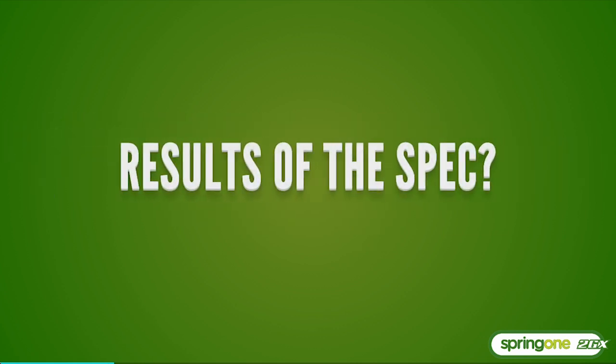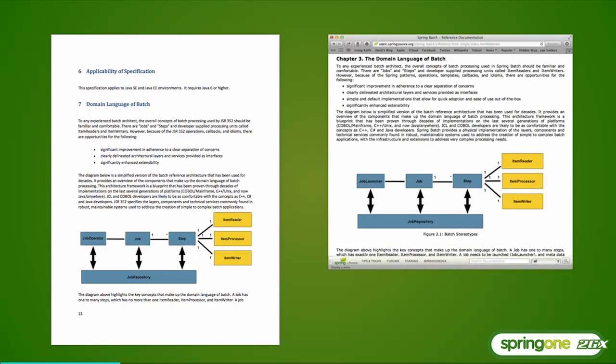So what were the results of the spec? We went through this JCP process. We brought in experts from around the world, all kinds of different experiences, all kinds of different backgrounds, and we ended up with, on the left is the spec, on the right is our documentation. For section 7 of the spec, take Spring Batch, anywhere it's mentioned, and replace it with JSR-352, and you have word for word our documentation.